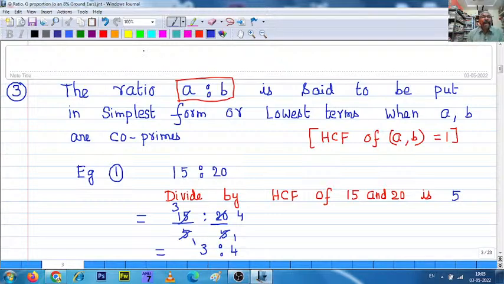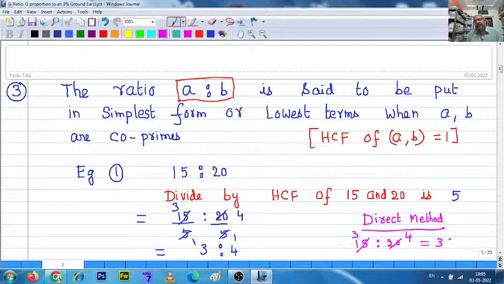How could it be simplified directly? We can do it by the direct method. The direct method means how shall we put 15 is to 20 in lowest terms in a very simple manner? Five threes are 15, five fours are 20. So directly we can write 3 is to 4. While solving problems, it is better to adopt it like this. I hope it's very clear to you. So this is called simplest form or lowest terms.